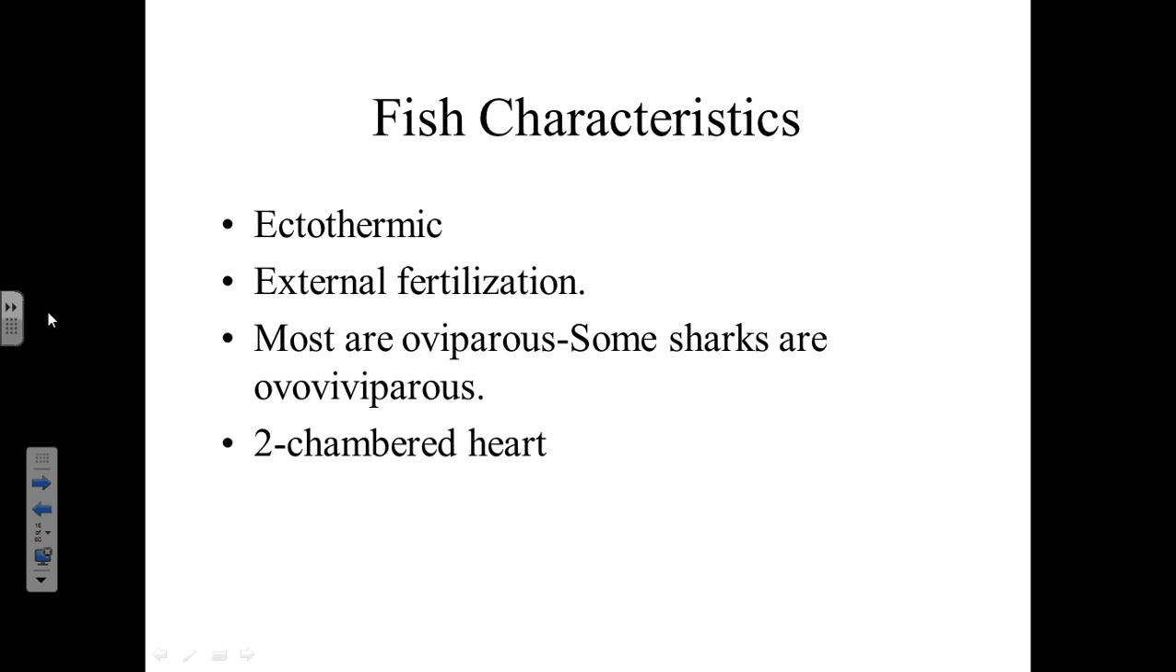There are a couple of fish, specifically sharks, that are ovoviviparous, which means they have eggs, but they keep them where? In the body, hatch the eggs, out come the baby. So that's a good way to protect the babies. Fish have 2 chambers in their heart. Unlike you, you have how many? 4.